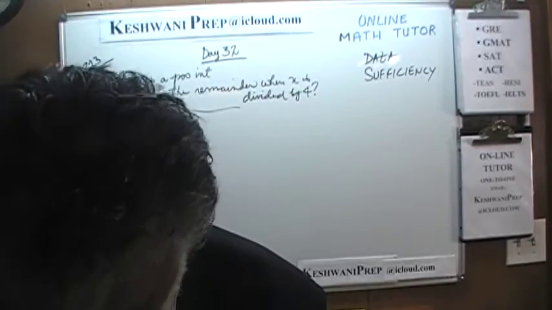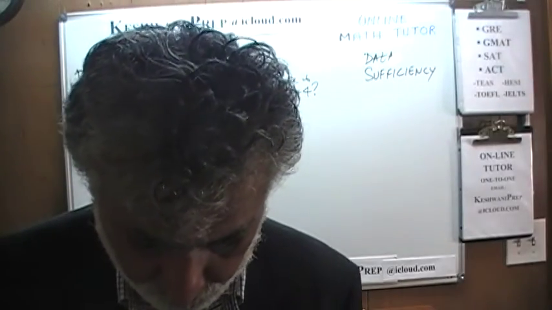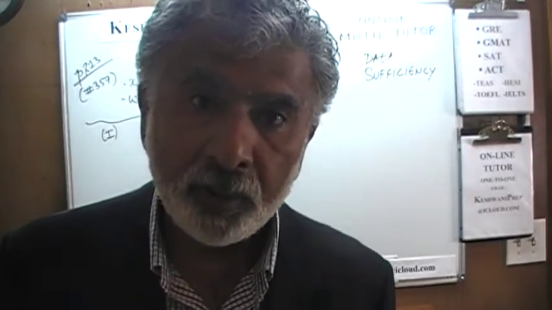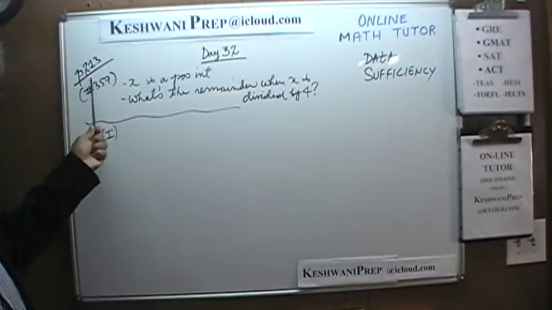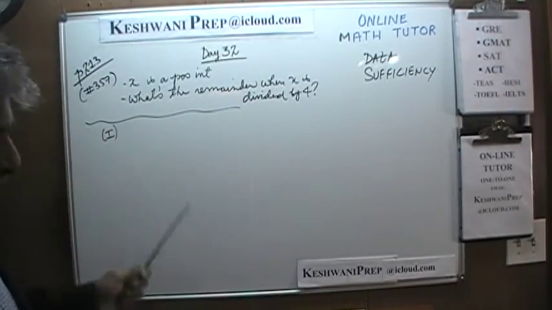Today, we will solve some data sufficiency problems that you will find on page number 213. Turn to it. Make sure the book is in front of you. Page 213, number 1, number 357.